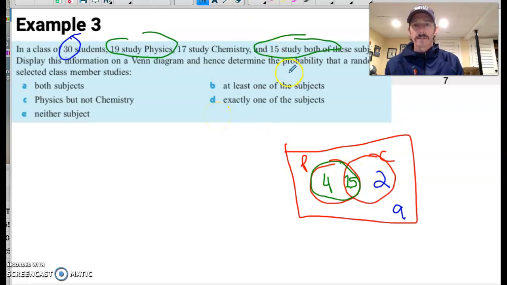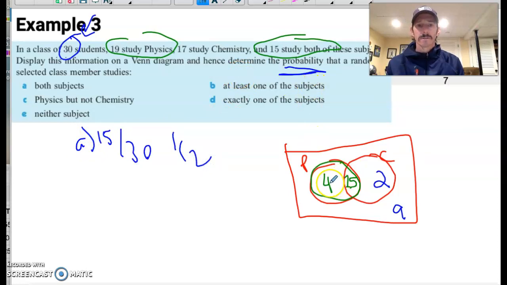So this is asking me probability. So that's going to be out of my 30. So both subjects would be right there. I believe that would be 15 people out of 30. So the answer to A would be 15 out of 30, which is a half. B, at least one of the subjects would be one or the other or both. So I'd add all of these up. So 4, 6, so that'd be 21 out of 30, which reduces to 7/10 or 70%.